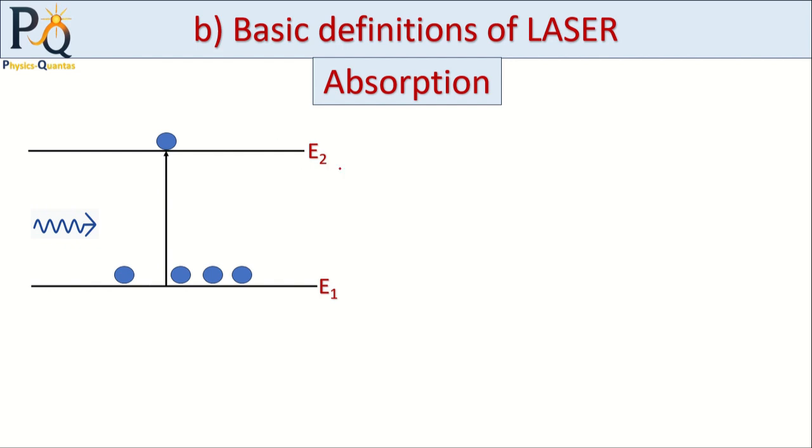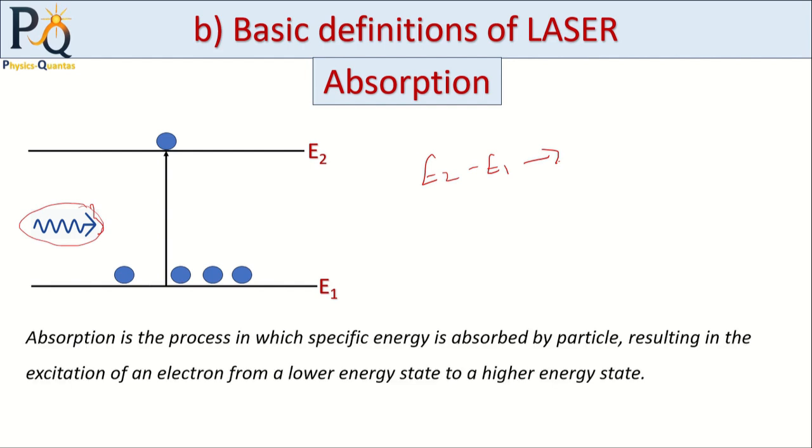Now how much energy do we need to give for this? It is the difference, E2 minus E1. If we give it to the ground state particle, it moves from E1 to E2, and that phenomenon is called absorption. How much absorption takes place depends on the energy given and the number of particles in the ground state or lower state. We can define it properly: absorption is a process in which specific energy is absorbed by the particle, resulting in the excitation of an electron from a lower energy state to a higher energy state.